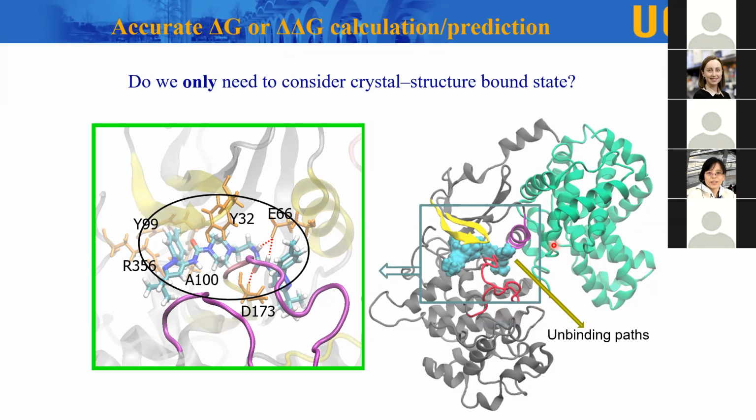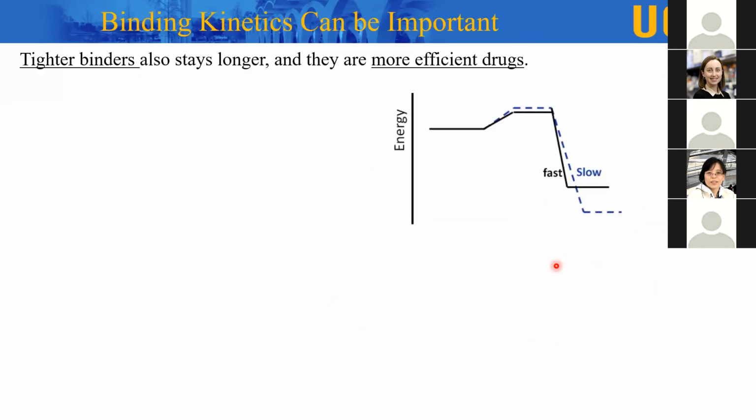So here, what we are thinking about is not just the crystal structure bound state or conformations closer to that, but we also want to investigate a little bit more about other transient bound states that are not trivial to see when we have a crystal structure. So this is a link to binding kinetics.